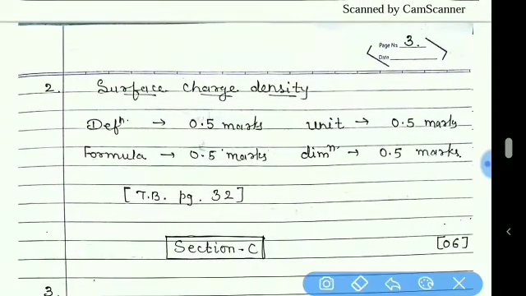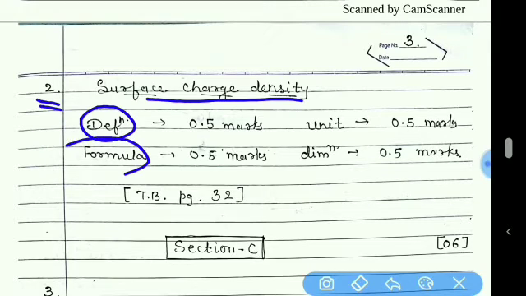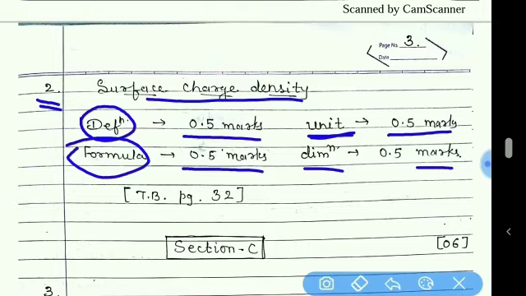Question number 2. For a surface charge density, its definition is asked as well as formula. So for definition 0.5 marks, and the formula again 0.5 marks. If you have written the correct unit, then 0.5 marks, and dimension again 0.5 marks. So in all 2 marks for this. This is given on page number 32 of your textbook. In that dimension is not given, but dimension you can easily obtain from the formula.